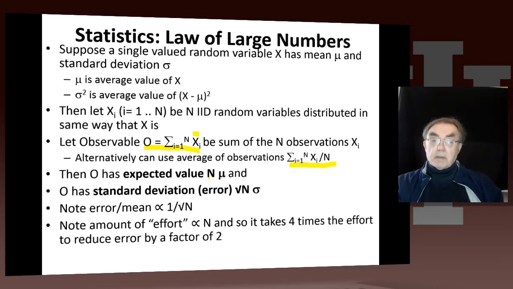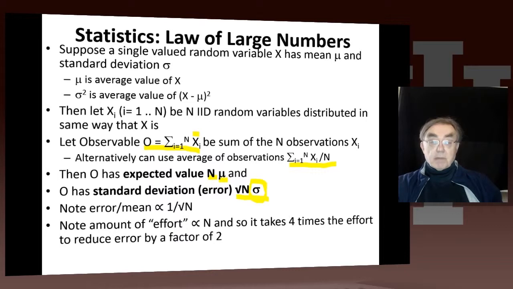Then we know that if I take this sum, then the expected value of O is n, the number of items in the sum, times the mean of each item, which is the same for each item because they're meant to have the same distribution. And that's sort of trivial. Here's something that's not so trivial, although not difficult to prove: the error, or the standard deviation of this observable, is the square root of the number of events times sigma, where sigma is the standard deviation of x. All of these x sub i are drawn from the same distribution.